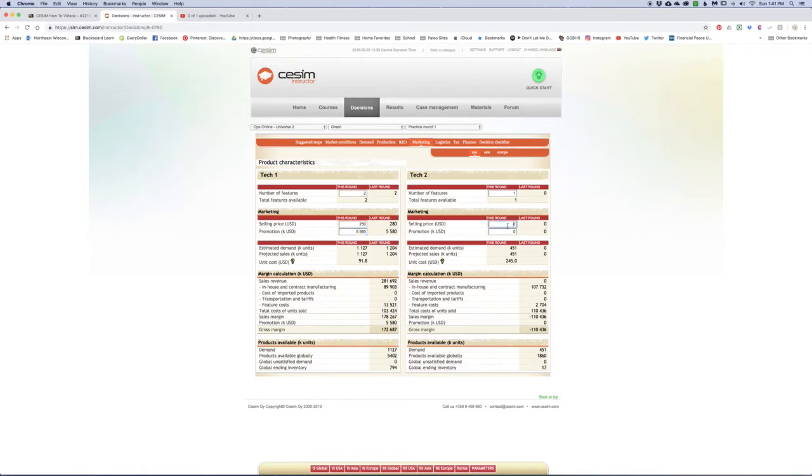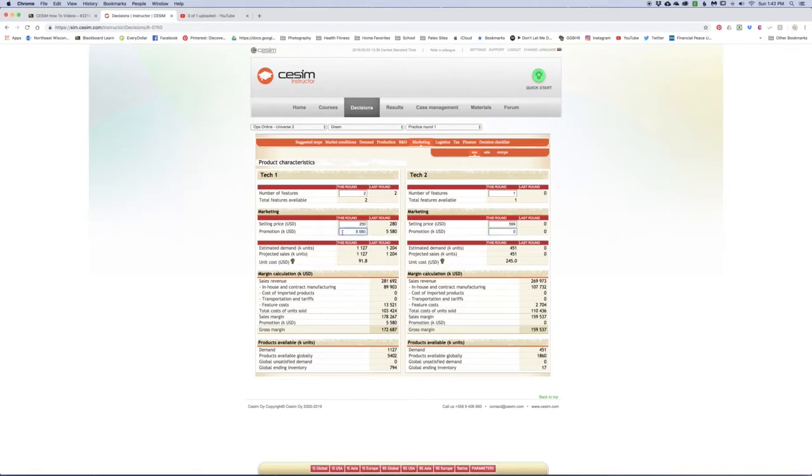And then I'm going to look at Tech 2 for the US, and right now I'm priced at $245. It's a brand new product. I think this might come out at $599. And then it's going to say that my gross margin is $159,000. Okay, so that's going to make a difference for me. The promotion is in US dollars.